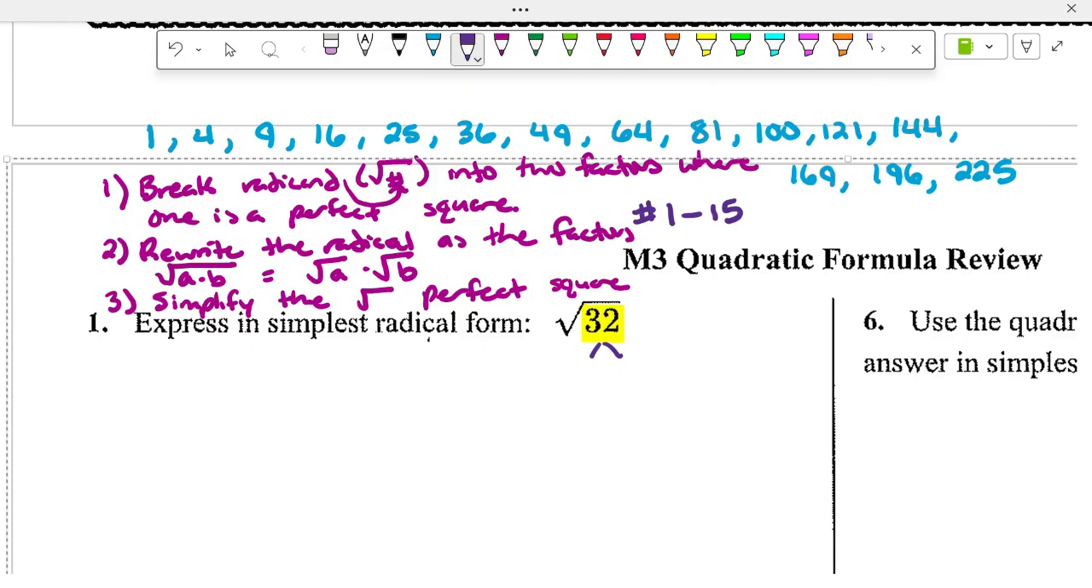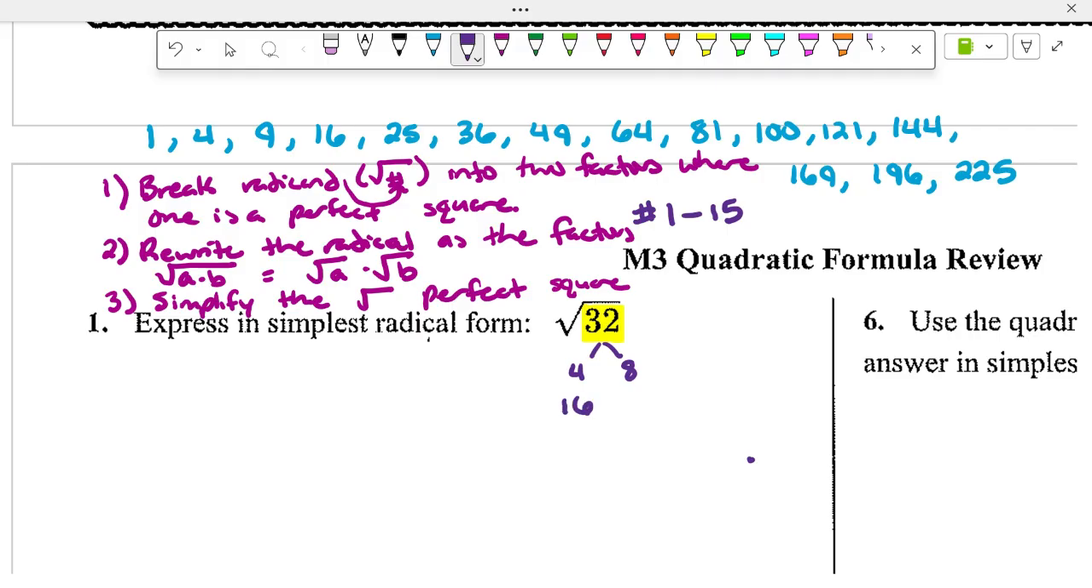All right, so let's just go down the line. We know 1 will go into 32, because 32 divided by 1 is just 32. All right, what about 4? What's 32 divided by 4? 8. All right, so 4 is an option. So we got 4 and 8. But remember, we want the biggest one, so we're just breaking it down into its factors. What about 9? Can 9 go evenly into 32? No. What about 16? Yes.